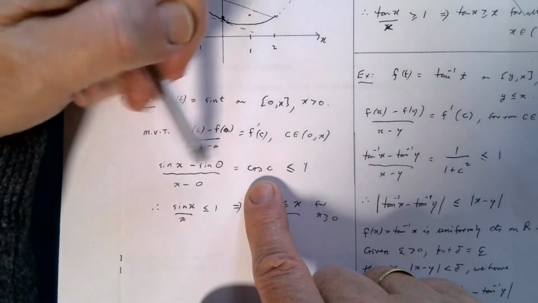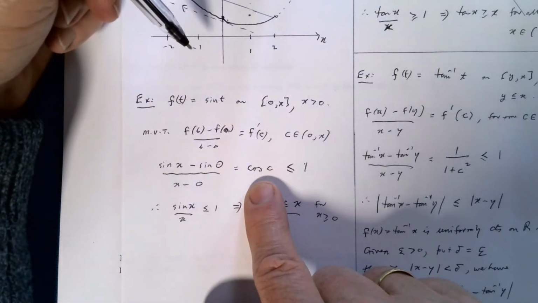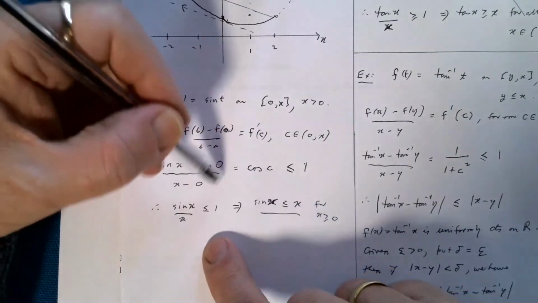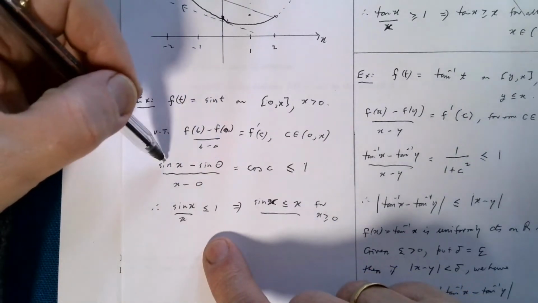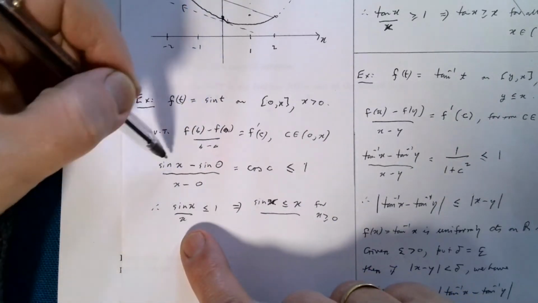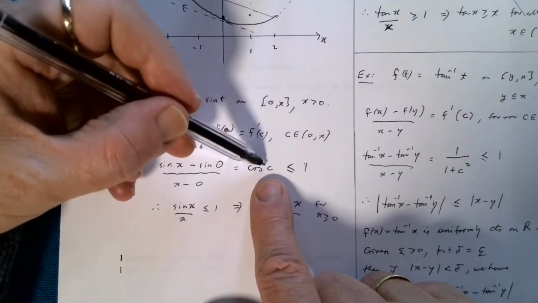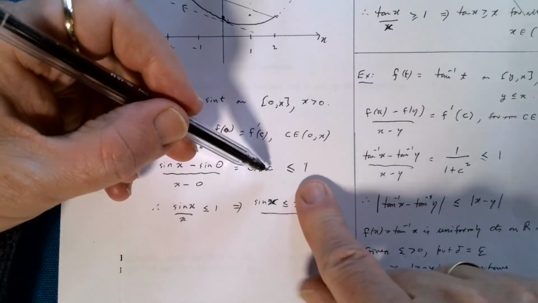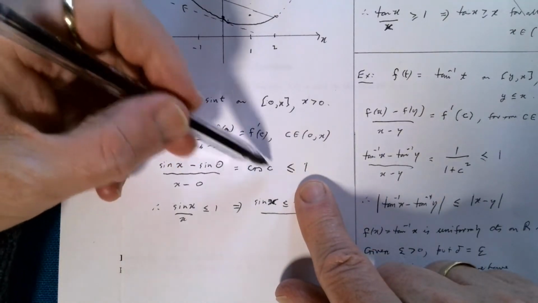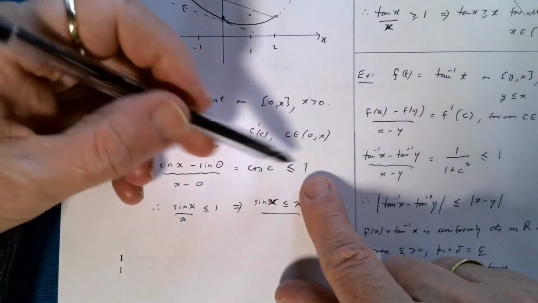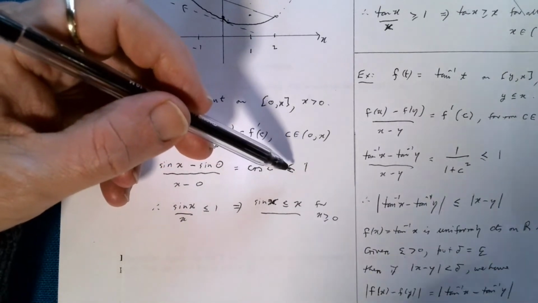So I end up with this expression here at the moment. Now, we can simplify this. The sine of 0 is 0, so this just becomes sine x on x. Now again, we don't know what this c is, but the cos of whatever it is, its cosine can't be any bigger than 1. So when you see trig functions, you want to bound them, you just replace it with a 1 and use the inequality sign.